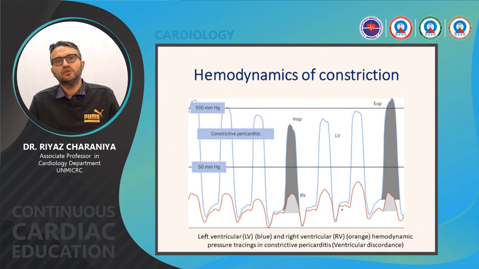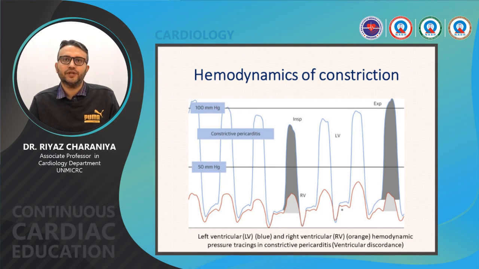Again, when you do a cardiac catheterization and you see the pressures of LV and RV simultaneously, what you will observe is that there are changes during inspiration and expiration, as I have already mentioned. With inspiration the RV pressure and RV filling is more. So the RV systolic pressure is higher and the LV systolic pressure would be lower.